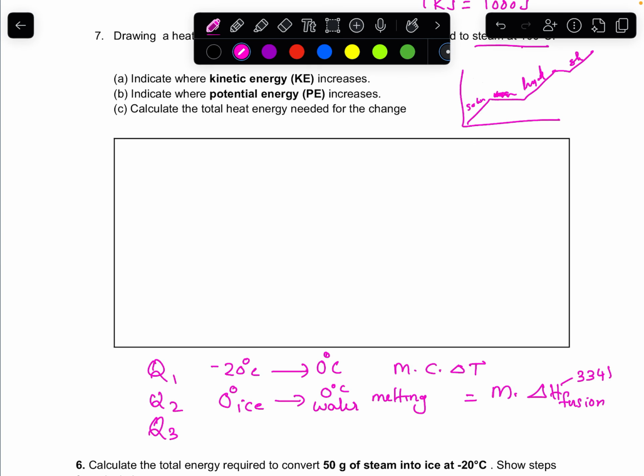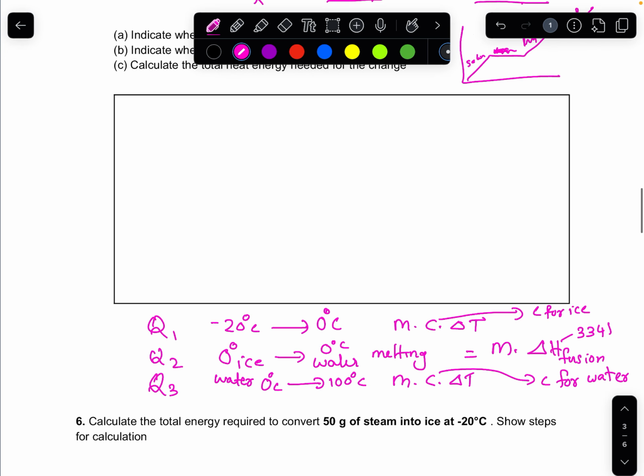Okay, Q3, now you have water which is at 0 degrees Celsius. You will heat the water from 0 degrees Celsius to what? 100 degrees Celsius. Again, you are using m times c times delta T. And when you use a specific heat, be very careful. Here the C is C for ice. Okay, you look at the formula sheet for this value, and this C is C for what? Water. We all know that value, 4.18.